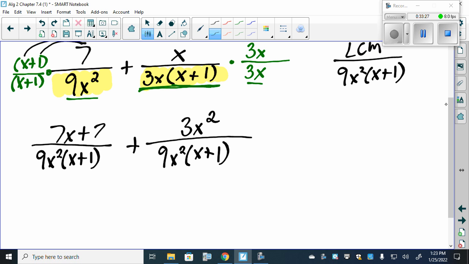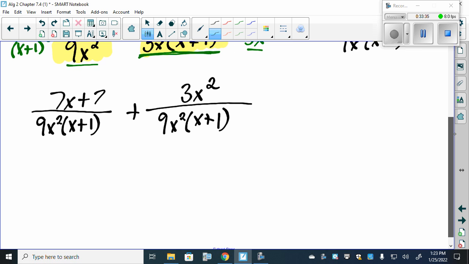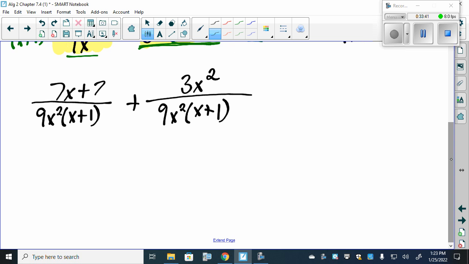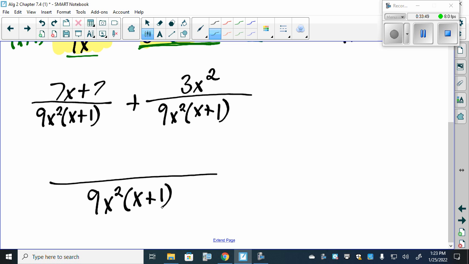Any questions on any of this here? Do we have the denominators the exact same? Yes. And since the denominators are the same, we can go on and add the numerators together. Well, between our two numerators, do we actually have any like terms?